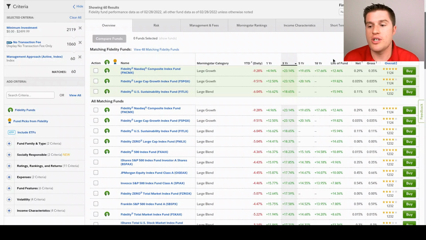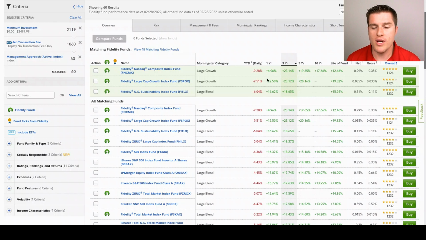With index funds, you're going to hear a lot about expense ratios. Obviously, the lower the expense ratio, the better. Long-term performance is always good. If you notice, some of them don't have 5 years or 10 years. That means the fund just simply has not been around that long. So we'll look at different funds when we go through this.